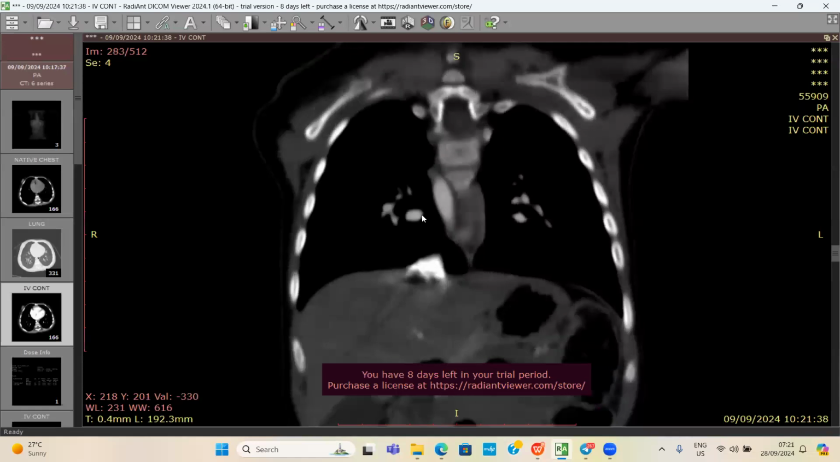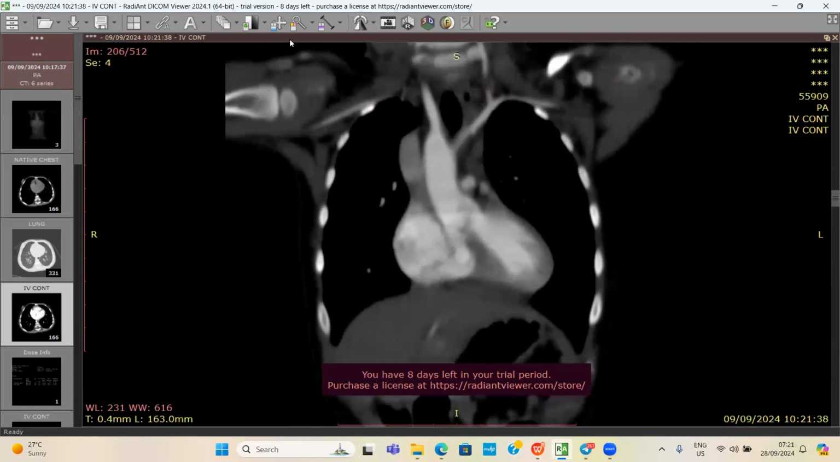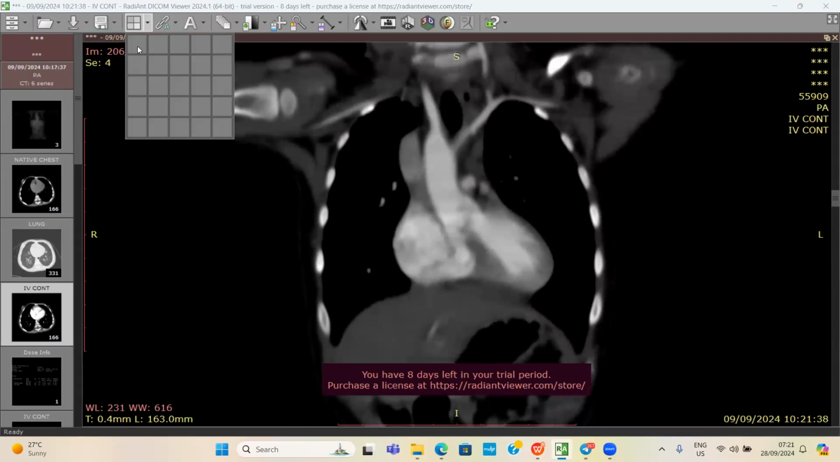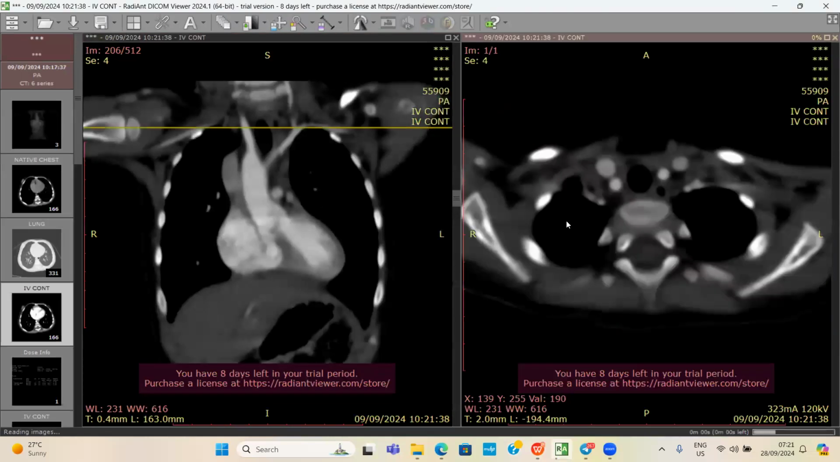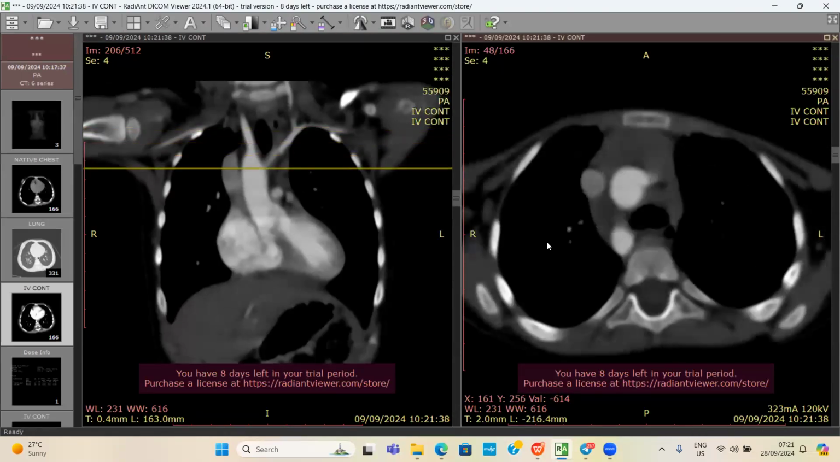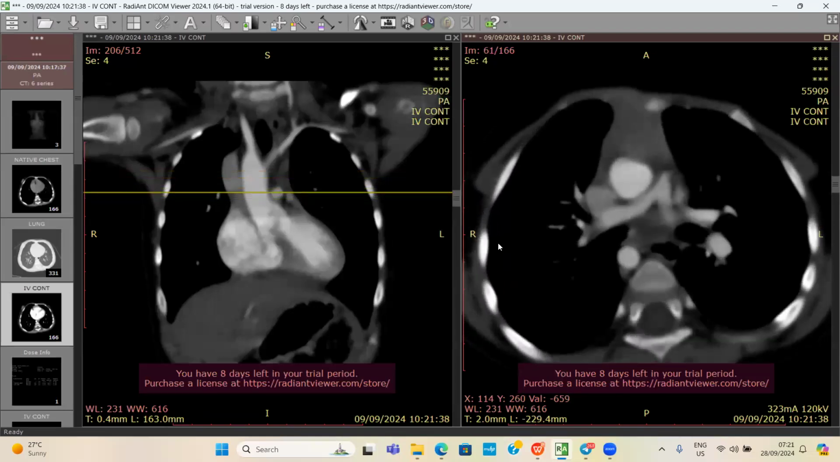And I see a possible defect in between the right and left ventricle, and also the aorta just arising from the defect directly, an overriding aorta, as well as an enlarged right ventricle. And I also see filling of the contrast in the IVC in the arterial phase, which indicates right-sided heart failure.